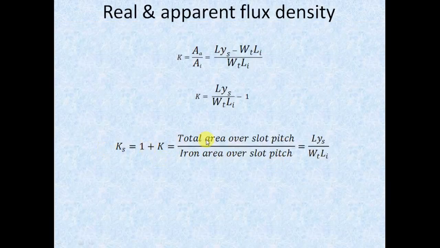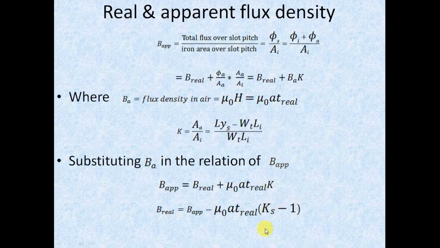Ks is actually the ratio of total area over slot pitch to iron area over slot pitch, which is given by the equation L into OS divided by WT into Li. If you try to simplify the relation for K, the second term, numerator and denominator are the same. So you will get the relation L into OS divided by WT Li minus 1. This is actually Ks as I have shown here. So from this relation I can write K is equal to Ks minus 1. That is the substitution which is shown here.